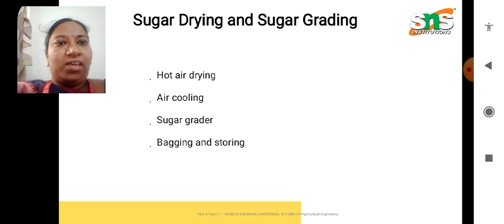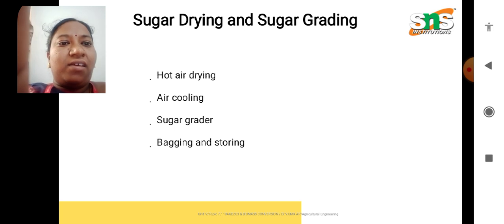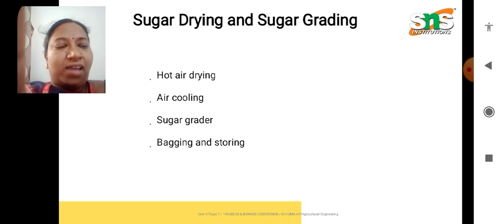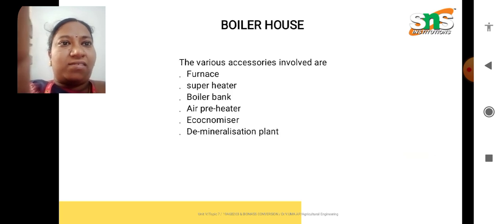Sugar drying and sugar grading: hot air drying, air cooling, sugar grader, and bagging and storing are done in the industry. This is the overall process of the sugar industry.